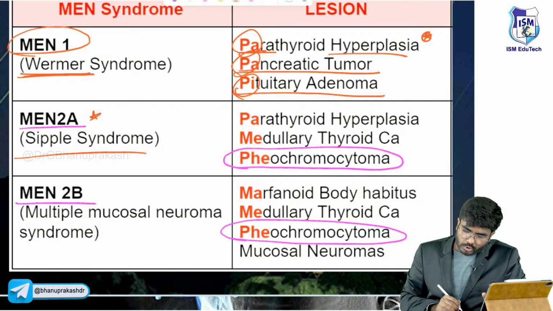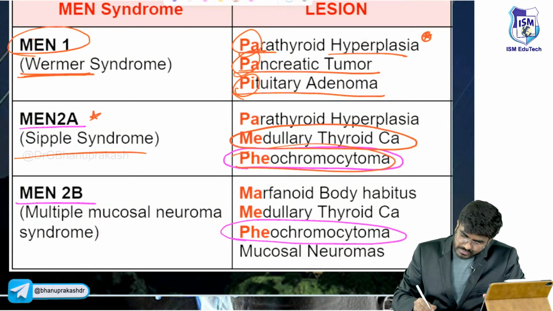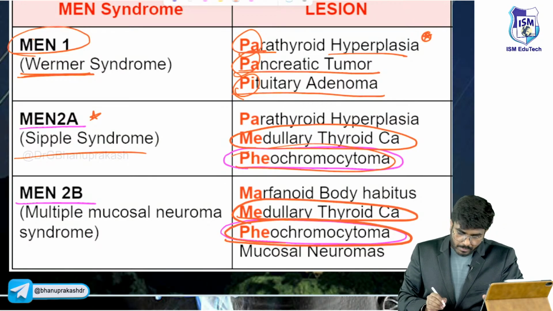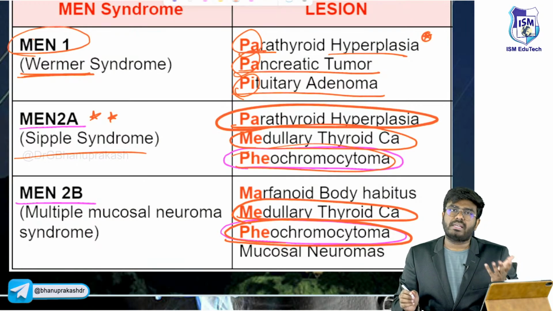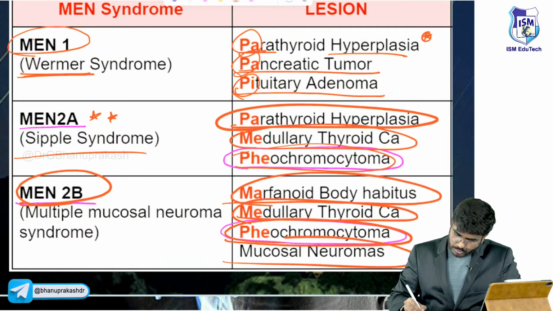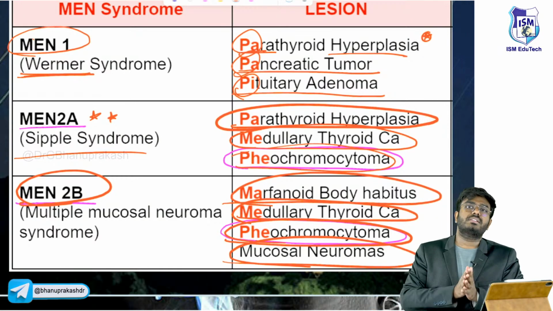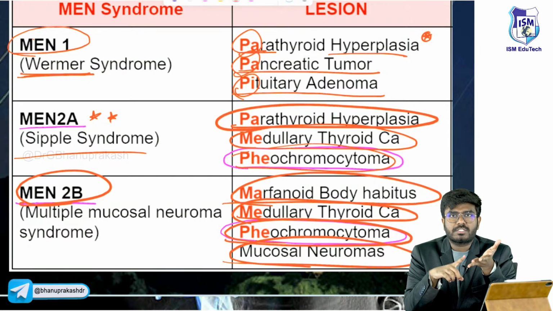MEN2A, also called Sipple syndrome. What are the common things? Pheochromocytoma and medullary carcinoma of thyroid. Here also pheochromocytoma and medullary carcinoma of thyroid are common. But in 2A, parathyroid involvement will be there: parathyroid hyperplasia and parathyroid adenomas can be seen. In 2B, Marfanoid habitus and mucosal neuromas can be seen. So with this, these are the important topics you need to know for your exam: thyroid disorders, parathyroid disorders, adrenal disorders.